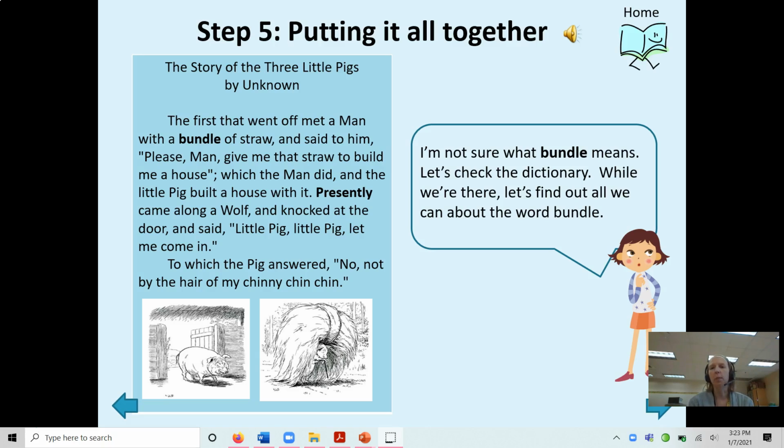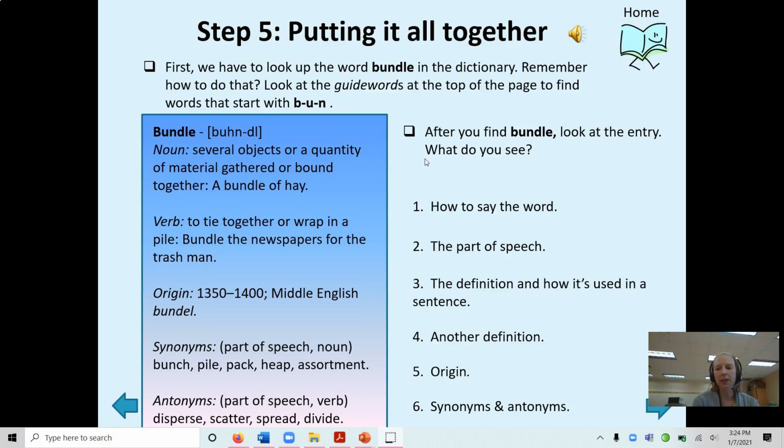I'm not sure what bundle means. Let's check the dictionary. While we're there, let's find out all we can about the word bundle. So I have opened up my dictionary, I have looked at my guide words at the top, and I have found the dictionary entry for bundle.